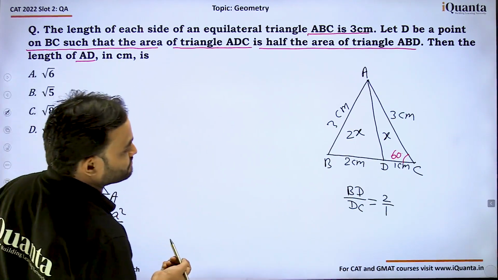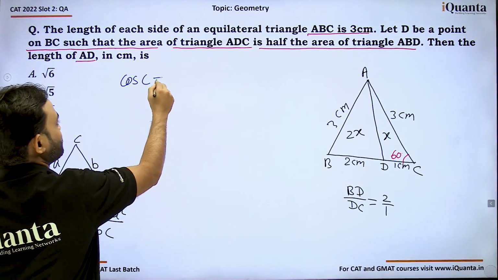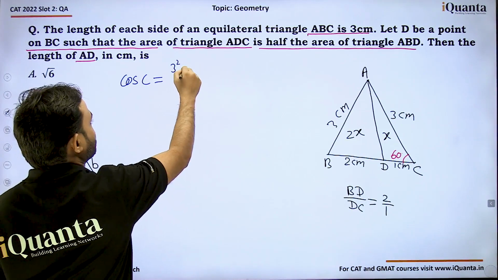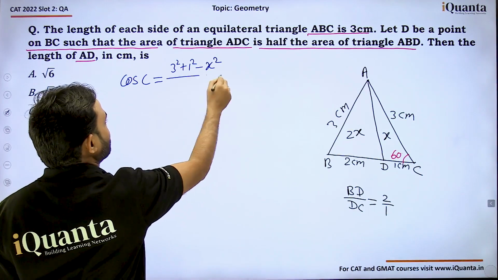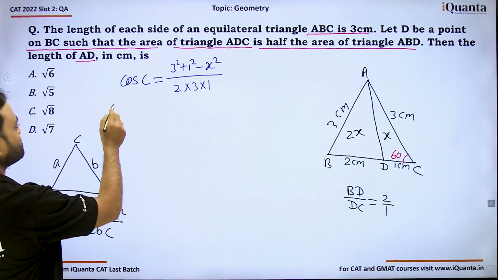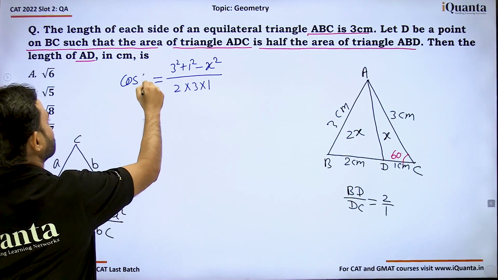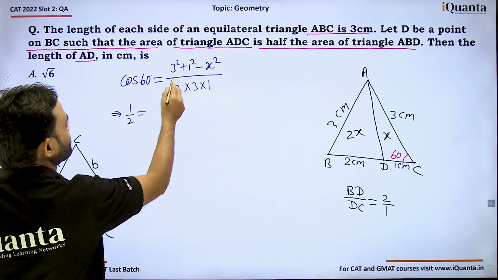What we can do here is, cos C will be equal to (3 square plus 1 square minus x square) divided by 2 times 3 into 1. Now what is C? C is nothing but 60 degree, and cos 60 degree is nothing but 1 by 2. So this will be 1 by 2.